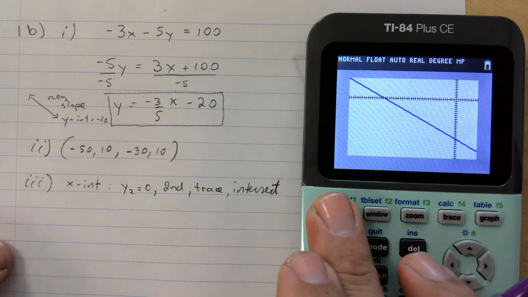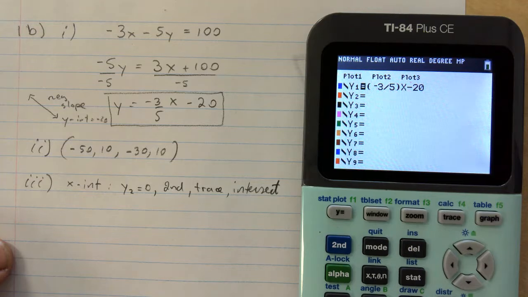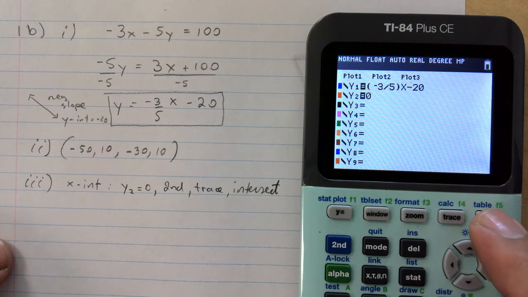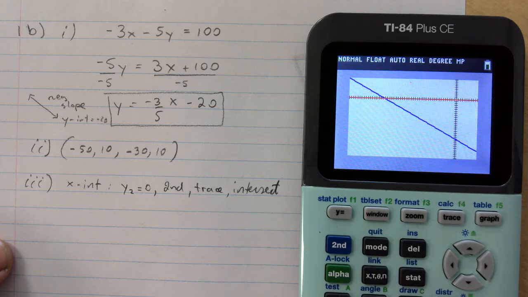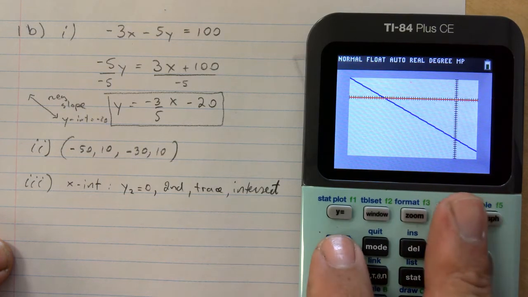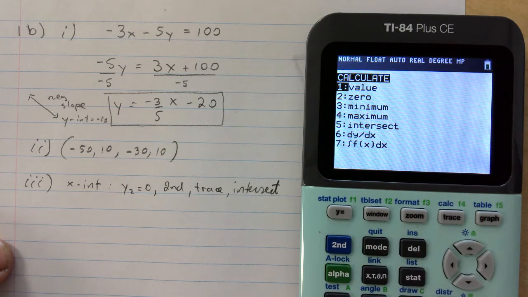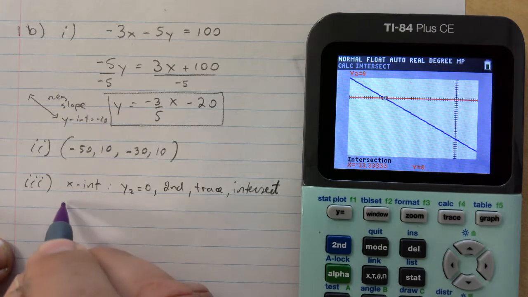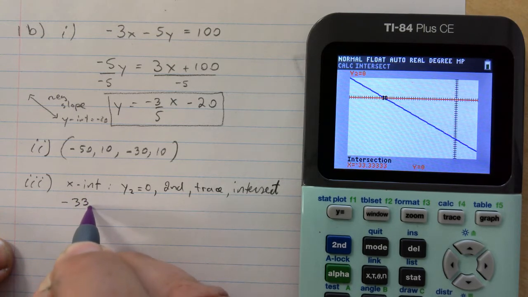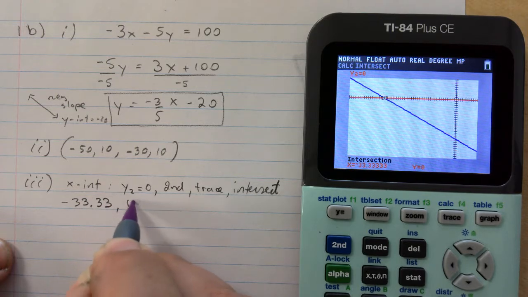Okay, so y2 is equal to 0. I'm going to go a little faster here. I'm going to go ahead and hit graph. I see that it was graphed. Now I'm going to find the intersection between these two lines. So second trace 5. I'm going to go a little closer, so I'm going to go arrow left on the first curve. I'm going to hit enter, enter, and enter again, and watch that. I'm at negative 33.33, and obviously my y is equal to 0.